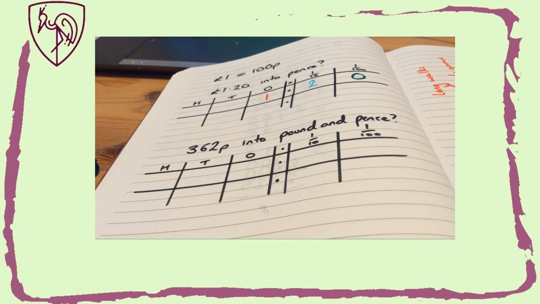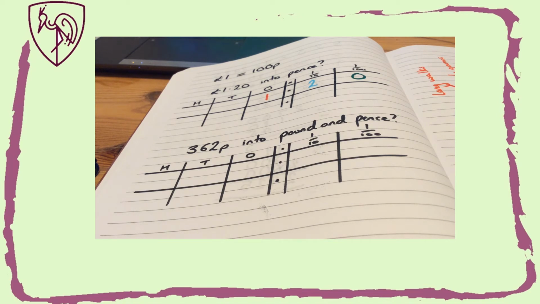So I've got £1.20 and I'd like to turn it into pence. What I've done is I've drawn a place value grid. I've got hundreds, tens, and ones. I've then got a decimal point, which separates the whole numbers from the parts, the fractions, the decimals. The first digit in a decimal number is tenths, and the second digit is hundredths. So I've got £1 and 2 tenths, which is the 20 pence in money.